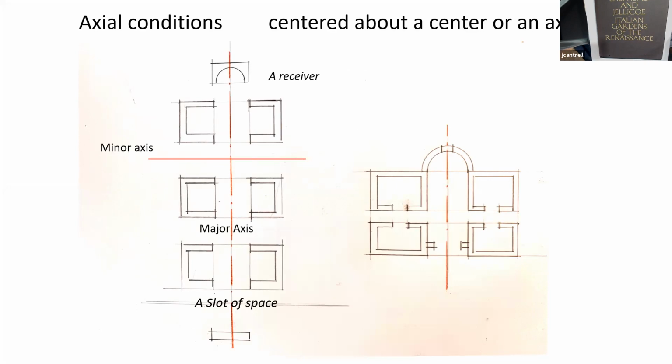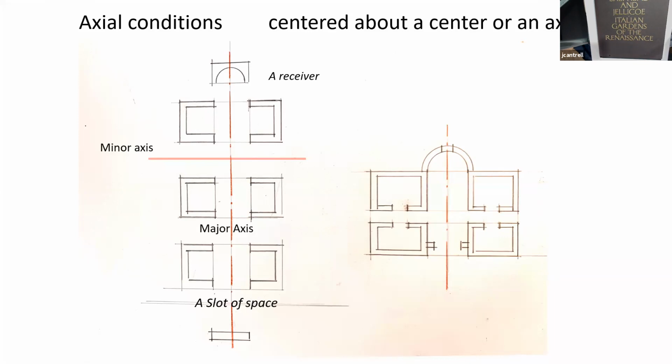On the left, we can see what's called a minor and a major axis. The major axis is the large center line that goes through and divides side A from side B based on symmetry. What we're looking at here is an axial condition based on what's called a slot of space. At the end of it is a receiver. It's a very traditional classical way of articulating a spatial zone, and a very common typology for how classical architecture is organized.